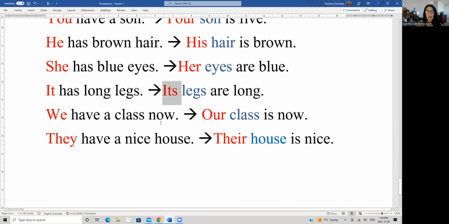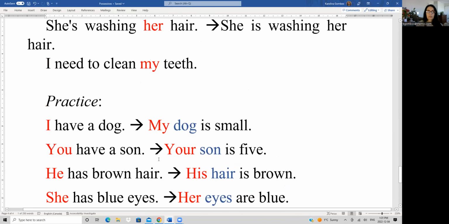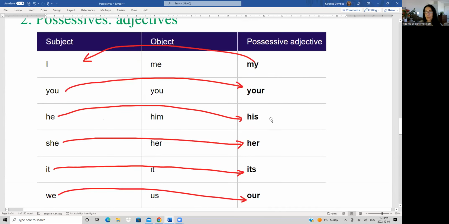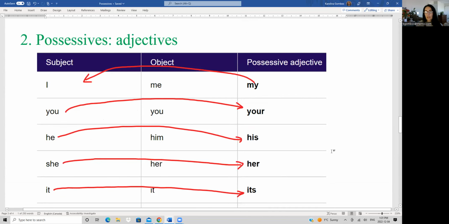We have a class now. Our class is now. They have a nice house. Their house is nice. So you remember when you use the possessive adjectives, they are always followed by a noun.